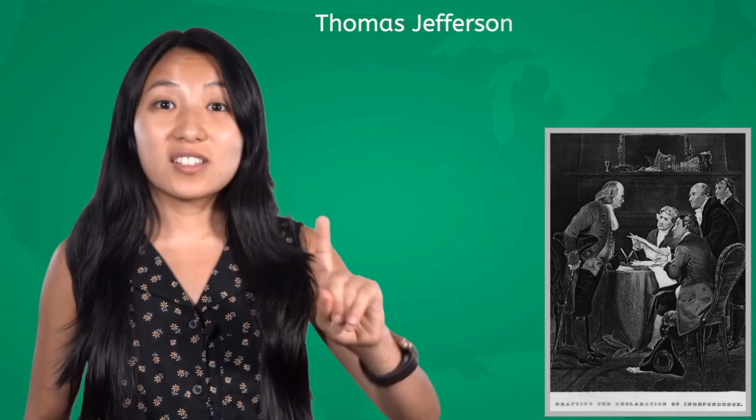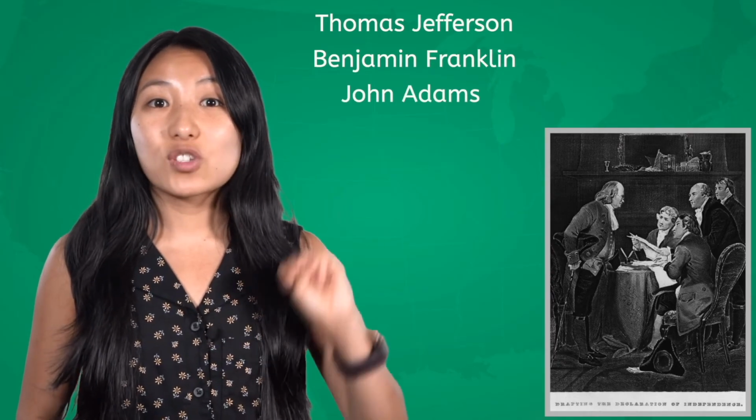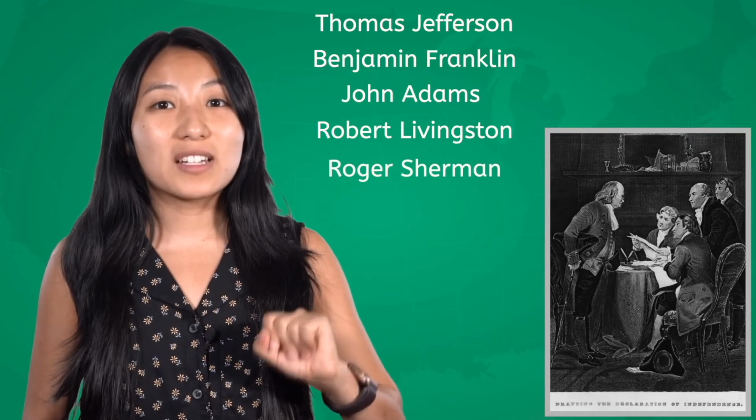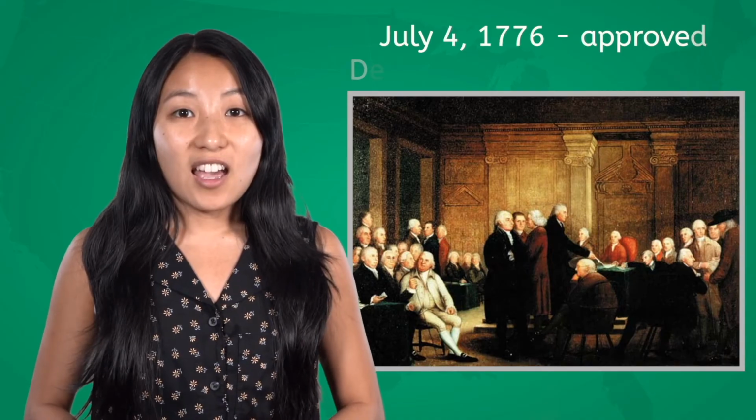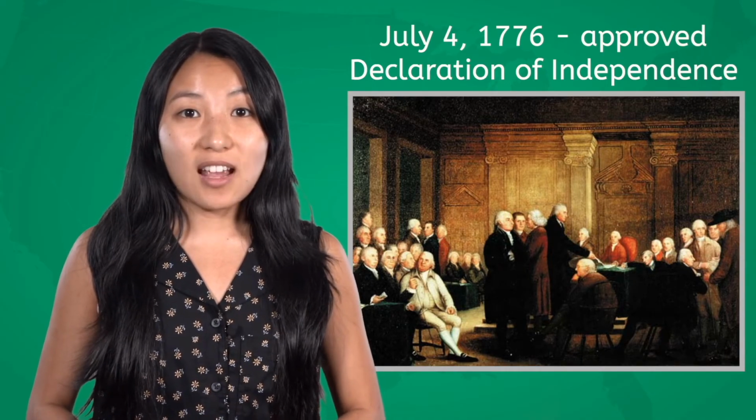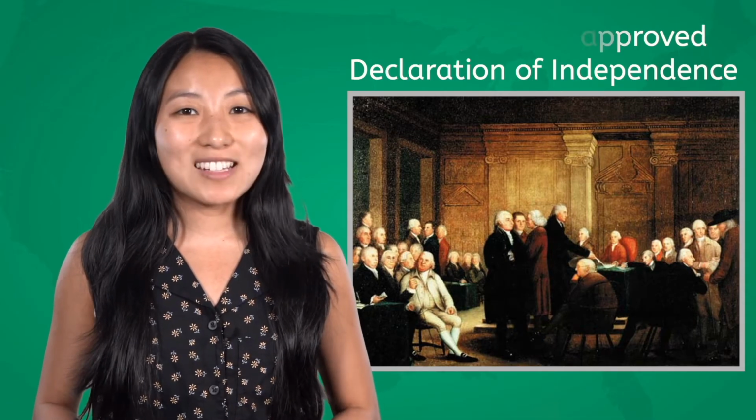It took almost a month, but Congress eventually adopted the resolution and created a committee of 5 men, including Thomas Jefferson, Benjamin Franklin, John Adams, Robert Livingston, and Roger Sherman to draft a Declaration of Independence. Throughout June of 1776, Jefferson wrote a draft that was revised by the committee and submitted to Congress. On July 2nd, they approved the measure to declare independence, and on July 4th, after editing the document, they approved the Declaration of Independence itself.